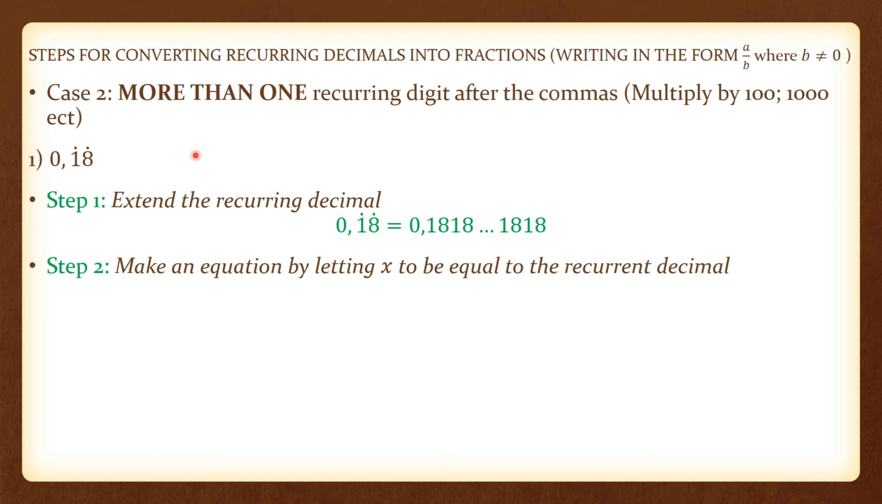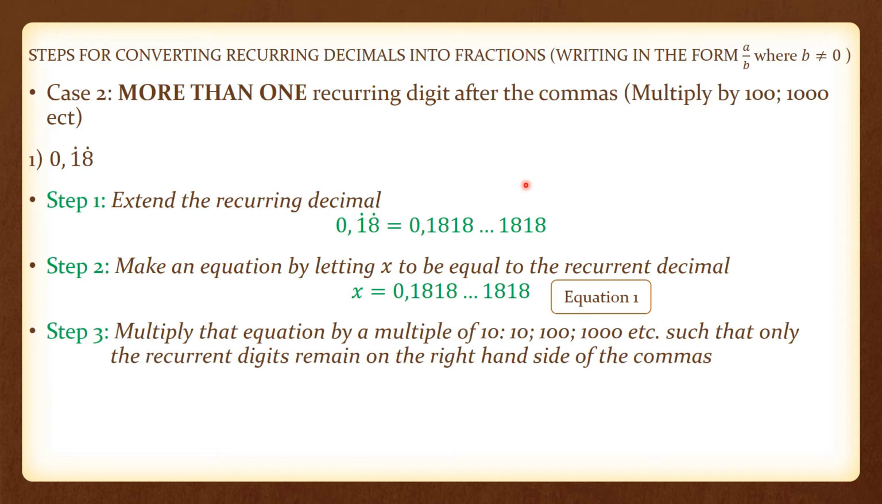Step 2, make an equation by letting x equal the recurrent decimal. So x equals 0.181818, repeating indefinitely, and we call it equation 1. Step 3, multiply that equation by a multiple of 10, meaning 10, 100, 1000, etc., such that only the recurrent digits remain on the right hand side of the comma. In this case, we won't multiply by 10, nor by 1000, but by 100.